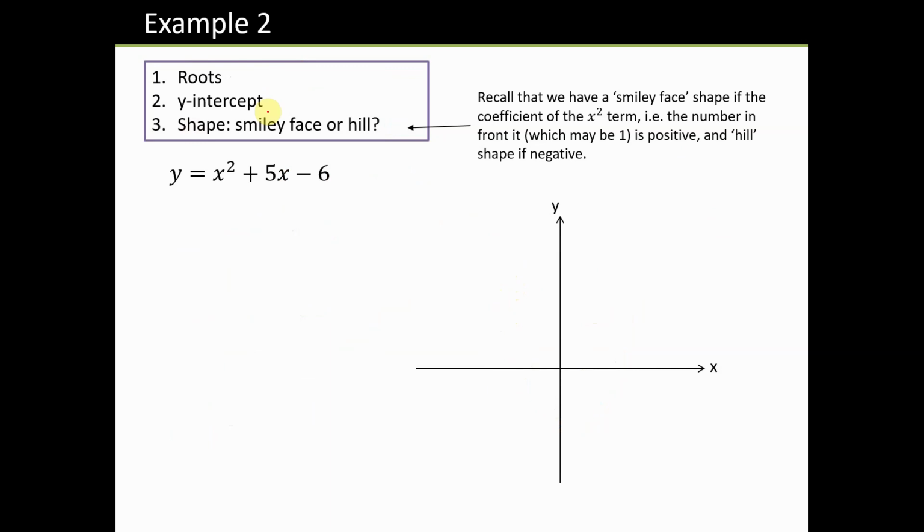So example 2. Is it a smiley or is it a hill? Well, it's a positive x squared again, so we know it's going to be a U shape. What is the y-intercept? Well, it's just this number at the end, so minus 6. So I can mark that on here already as a place I know it's going to cross. The roots, well, I need to factorize.